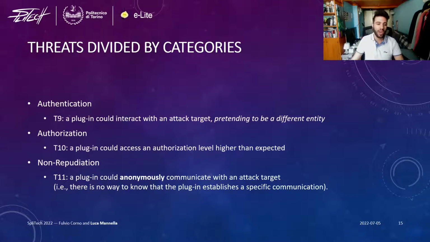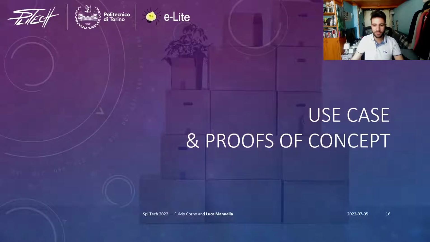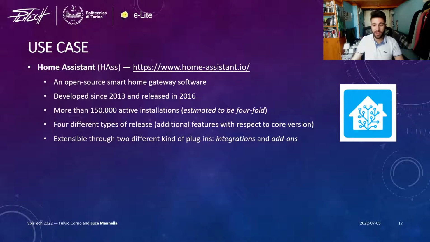So there is no way to know that the plugin established a specific communication. So after creating this model, we developed a number of proofs of concept to exploit some of the presented threats. Our use case specifically is based on Home Assistant, also called simply HAS, which is an open source smart home gateway software developed since 2013 with more than 150,000 active installations.